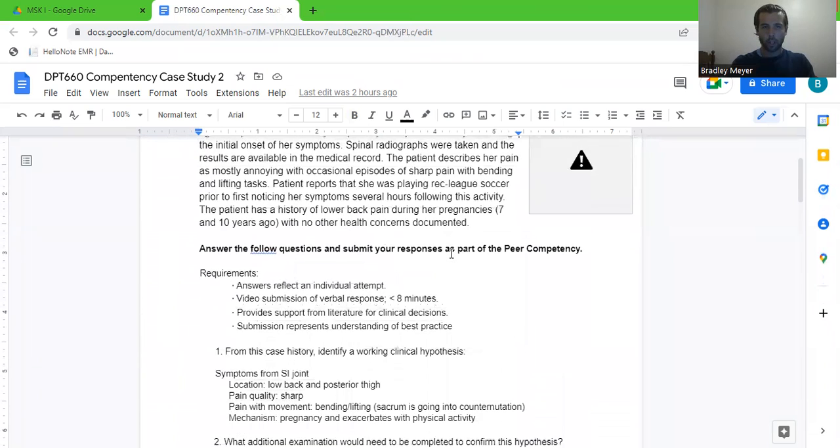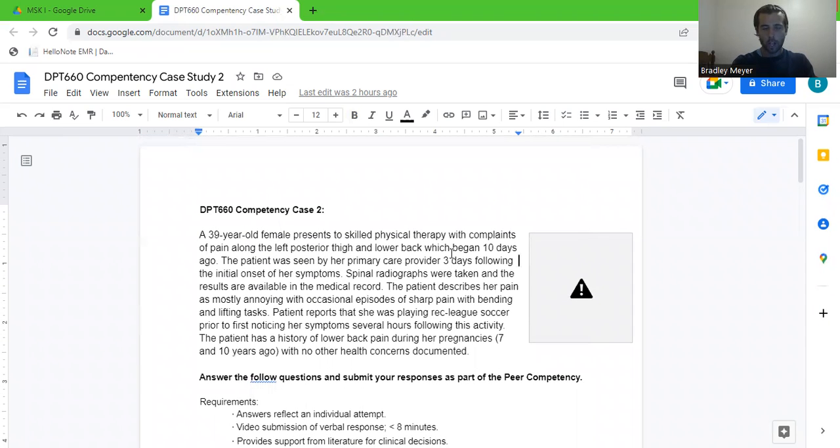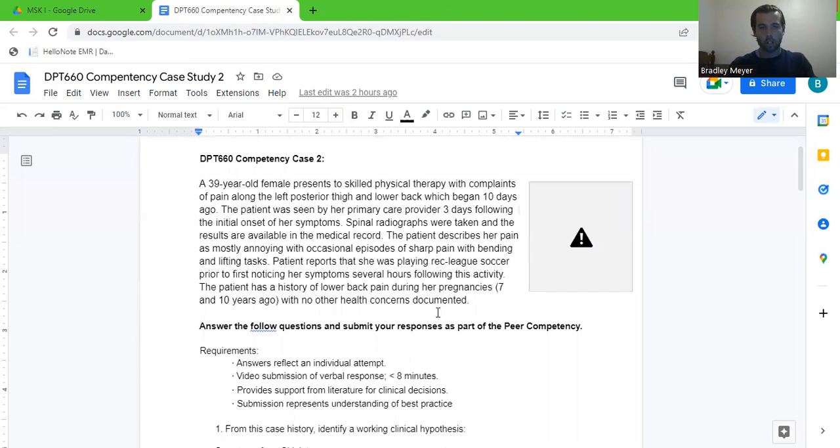And I don't know if we are still required to do this, but just to be safe, just in case we are, I do think this patient is appropriate to be seen in physical therapy. I don't see any major red flags, although I would take a look at the spinal radiographs just to make absolutely sure that there's nothing too serious going on in the spine.